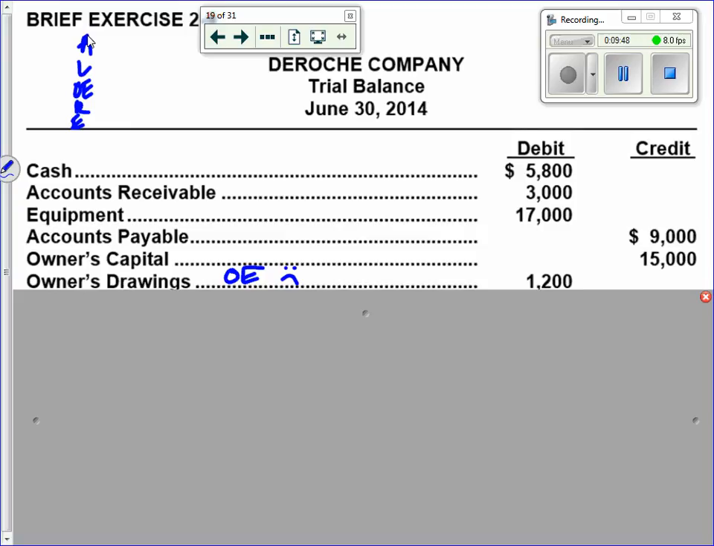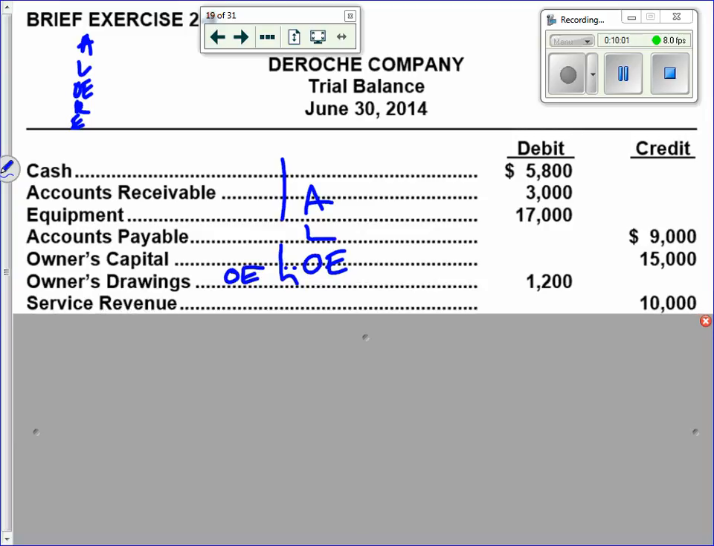Okay, so I've seen 3 assets. I've seen 1 liability. I've seen 2 OE. What's next? Service revenue. Revenue has a credit balance. It's on the right side of the big T. It makes owner's equity go up. It's much harder to do it this way than the actual way you're supposed to.